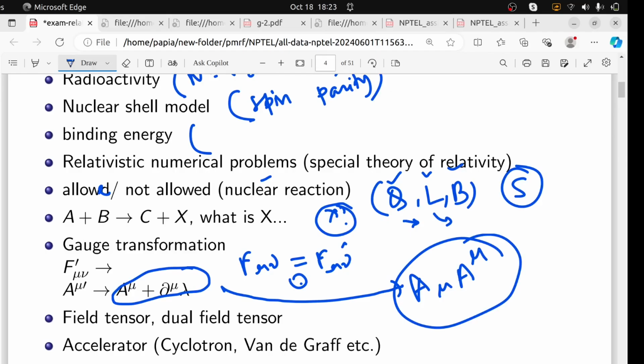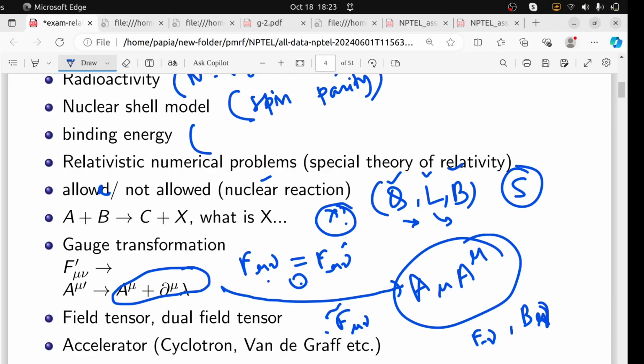Now coming to the next topic, I feel that the field tensor and dual field tensor. Field tensor is nothing but this one, and the dual field tensor was F mu nu tilde. So there was a relation between F mu nu and F mu nu tilde, and there was again a relation of E mu, then B nu, all these things. F mu nu is in matrix form, I think you remember these things also. So this is a matrix form where E mu and B mu are there. So you can find these things, right?